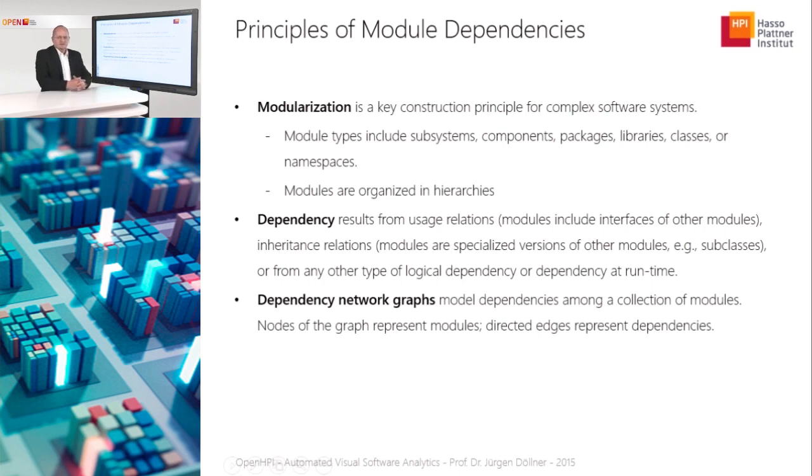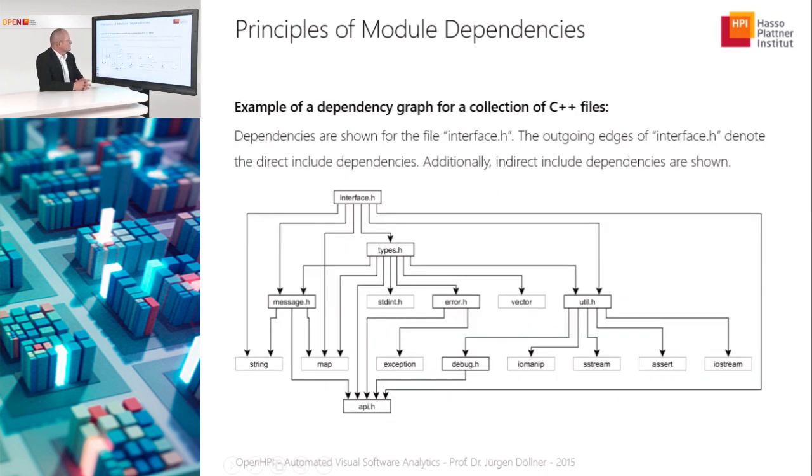There's a formal way to denote the dependency of a group of modules. This is called dependency network graph. A dependency network graph models dependencies among a collection of modules. And in these graphs, each node represents a module and directed edges represent dependencies. Let's see an example. This is from a C++ software system.